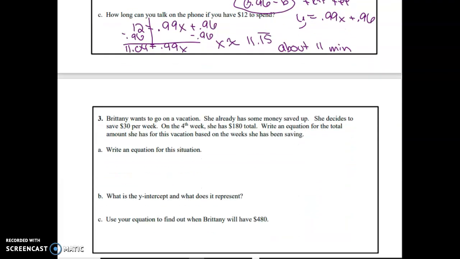Okay, turn to the back. So Brittany wants to go on vacation. She already has some money saved up. She decides to save $30 per week. On the fourth week, she has a total of $180. Write an equation for the total amount she has for this vacation based on the week she has been saving.